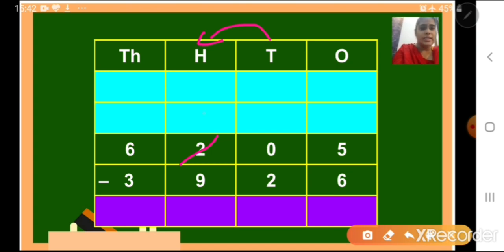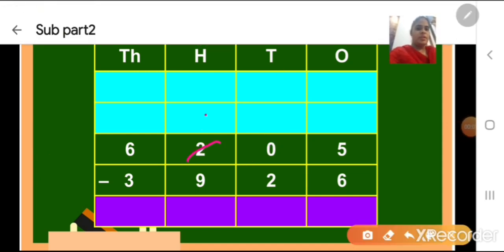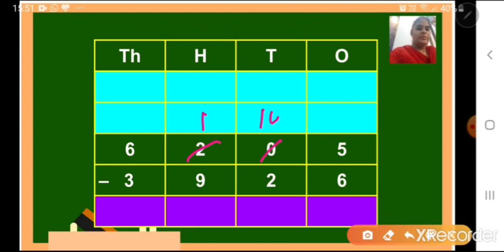So 2 minus 1 is 1, that I have to write here. And what I am giving to tens place? 10 tens. Now children, 10 tens plus 0 tens is equal to 10 tens. So cancel 0 and write here number 10. Okay, this is my first step. Now you can see in tens place I have number 10.